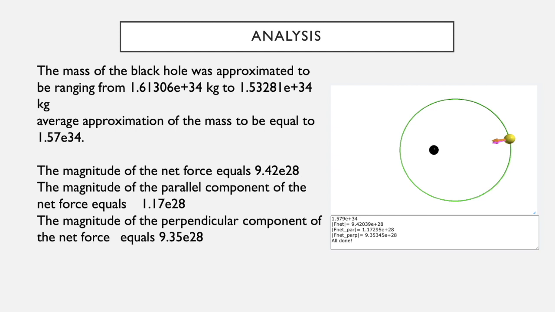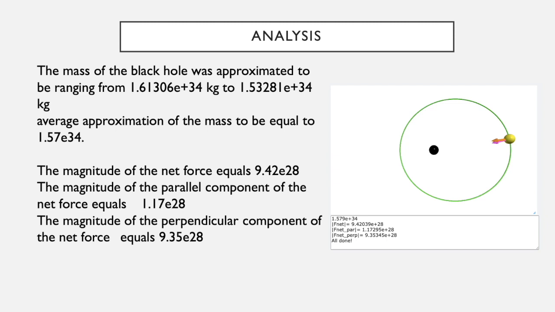The mass of the black hole was approximated to be ranging from 1.61 times 10 to the 34th kilograms to 1.53 times 10 to the 34th kilograms over the course of the GlowScript model. These variations are likely due to numerical errors in the positioning of the star, but additionally, a slight mass decrease could support the theory of the Hawking radiation that is given off by black holes.